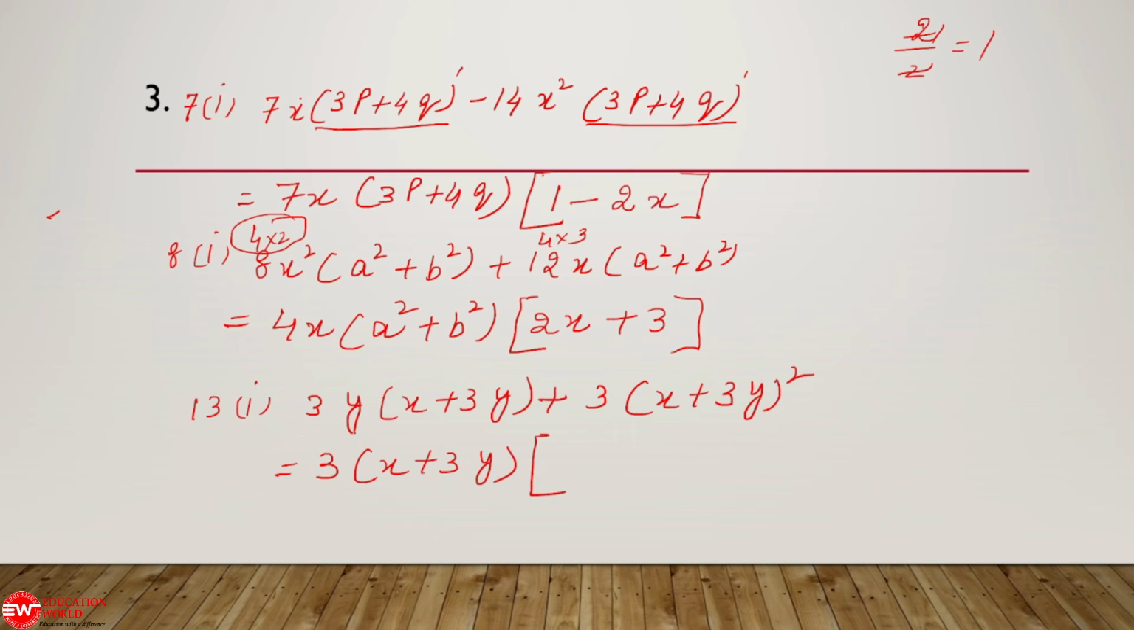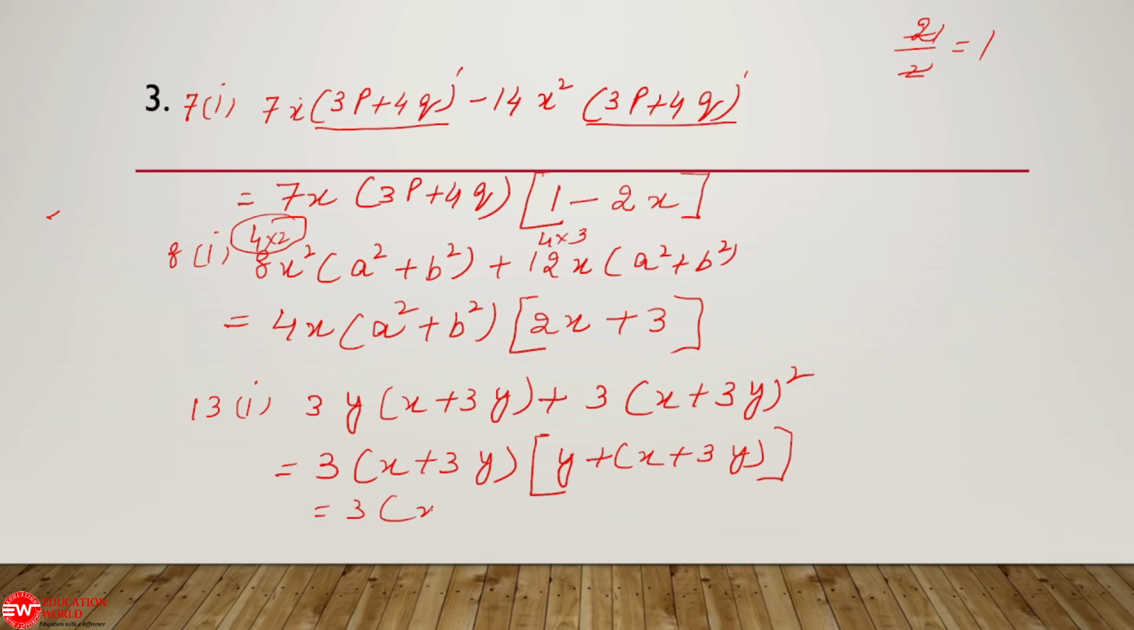So 3 you have taken. Y is not common, so y is left out. This bracket you have taken. Here 3 you have taken, but power 2 is there. Here power 1. It means x plus 3y. So this will be your answer.